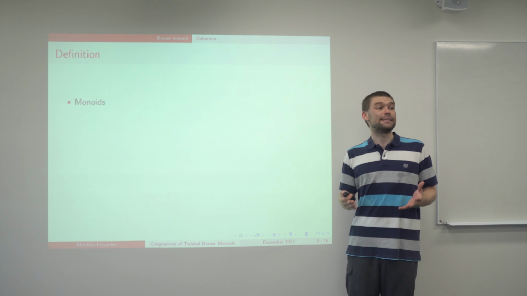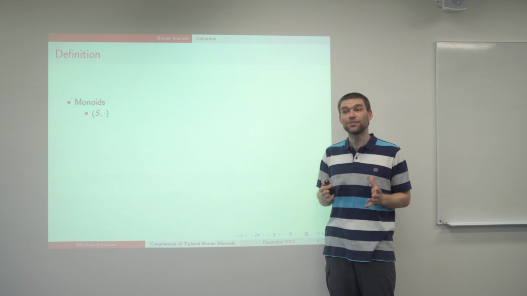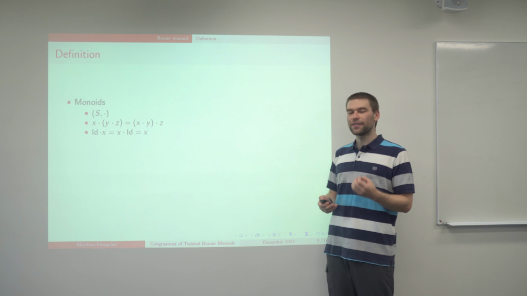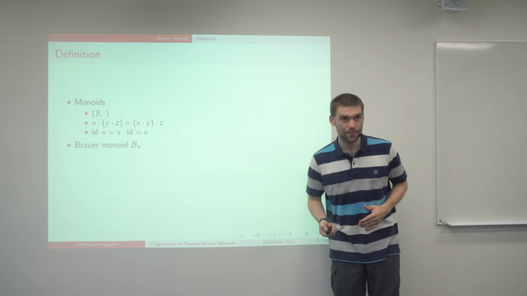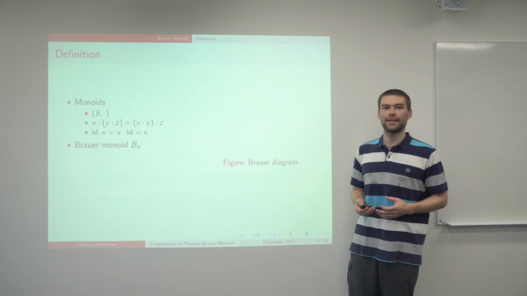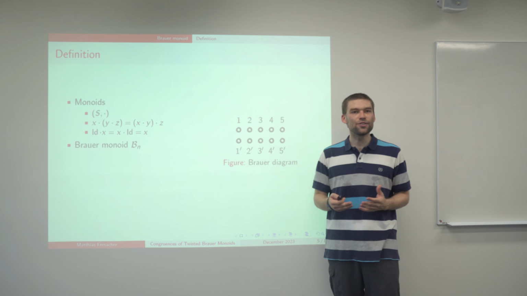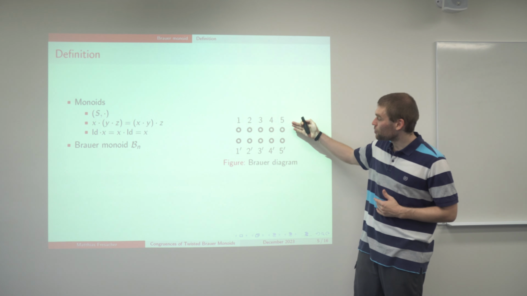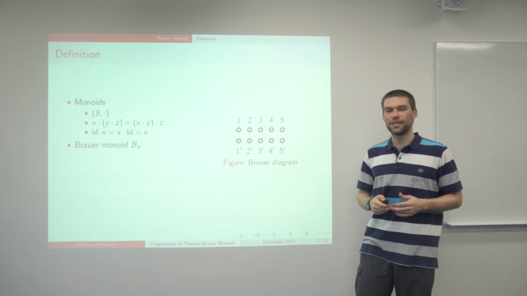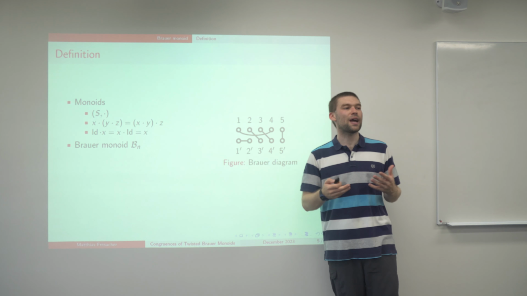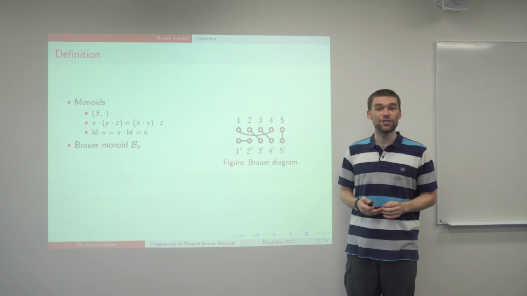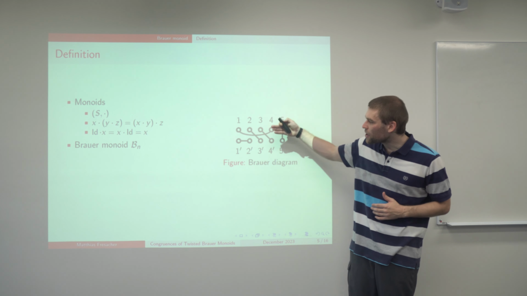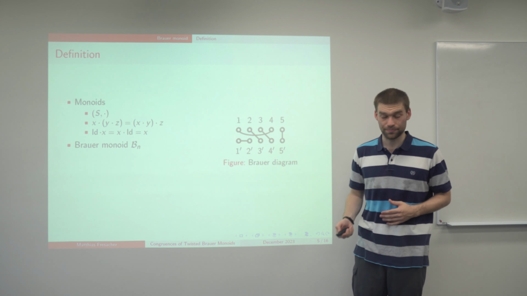So what exactly is a monoid? Well, it's a set together with a multiplication operation, and that operation has to be associative, and there has to be an identity element. For the Brauer monoid, Bn, its elements are the Brauer diagrams, and these are usually denoted by two rows of vertices with them numbered from left to right, and the bottom row being dashed numbers. And within that, we have some edges. So the Brauer monoid has the condition that every vertex must be connected to exactly one other vertex. So we have a pairing up of vertices, if you will.